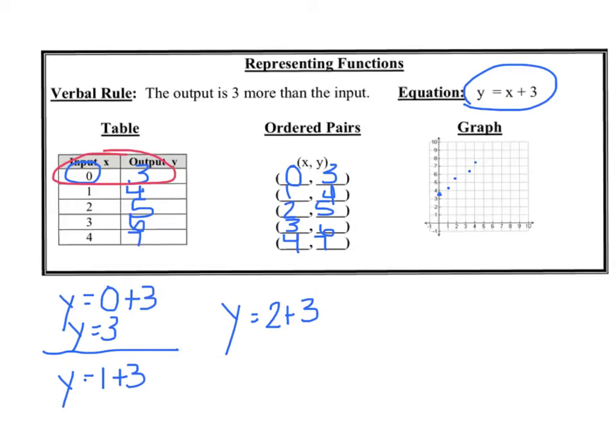Kind of hard to get out of the line there. All right, so now I can go ahead and connect. And so that's how I place this on the graph. So the equation that I've just graphed is y is equal to x plus 3. And we got the points by plugging them into the table and representing them as ordered pairs.